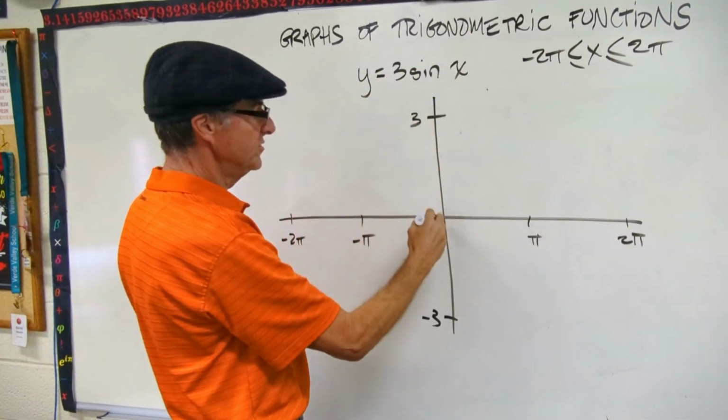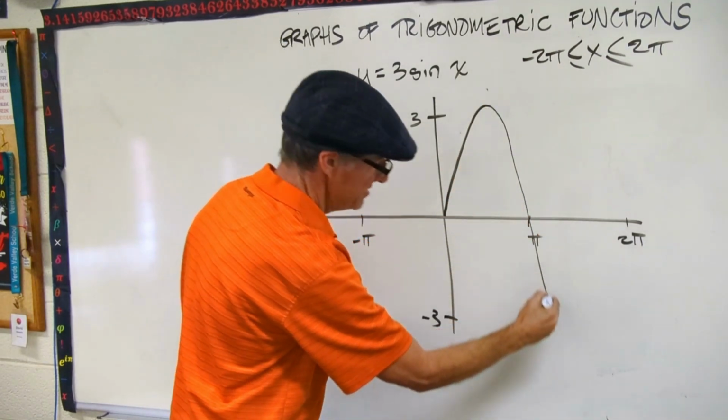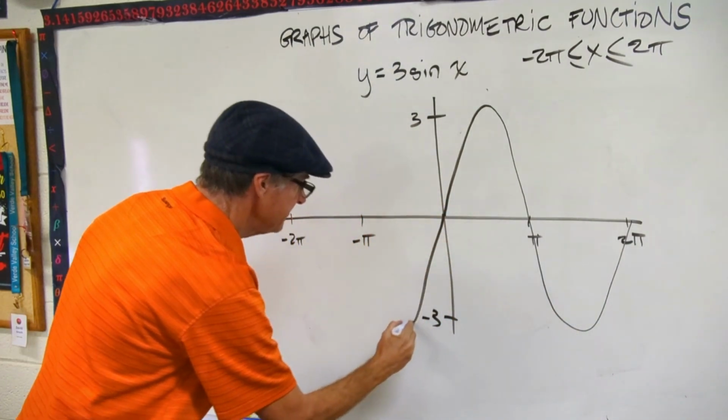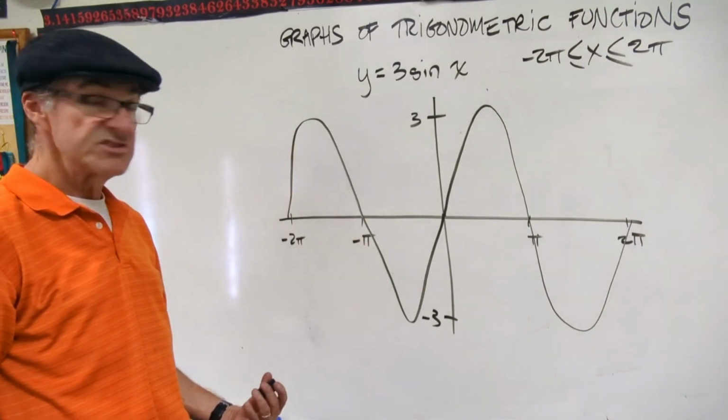This is sine, so it's going to start here. We're going to go up to 3, back down to 0, down to -3, and back up. Down to -3, back up to 0, up to 3, and back. And that's pretty much the graph.